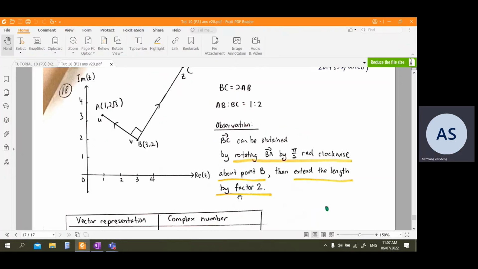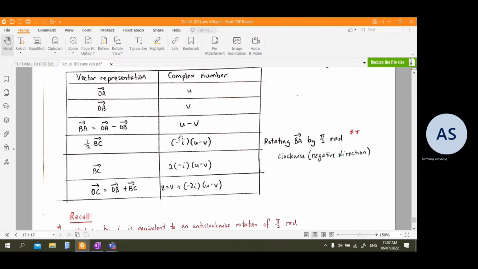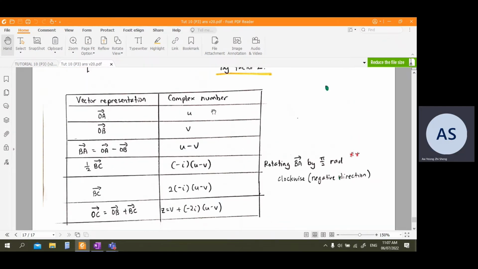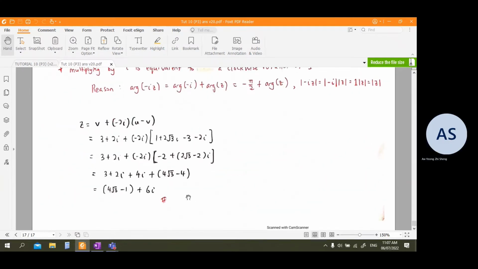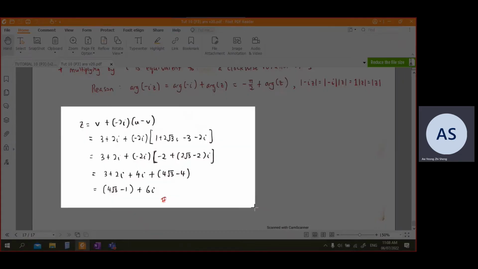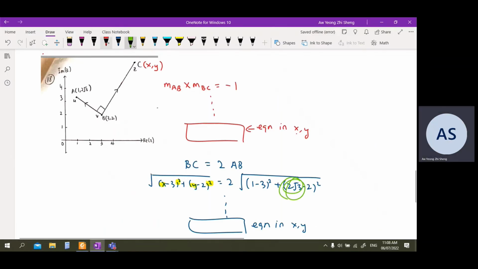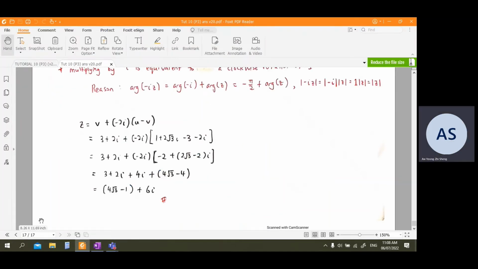Now I'll just show you very quickly. If you do it by vector representation, you will notice that the computation I do at the end is rather short. The computation I do is actually only here, and it's comparatively easier as compared to using coordinate geometry. That's why I would want to introduce you to the vector representation approach for certain questions. So let's go back to page 17 of your notes.